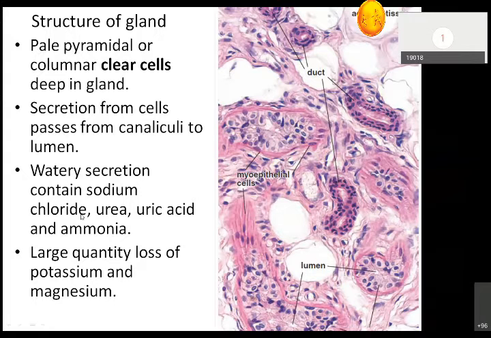If there is a large quantity of loss of fluid, what happens? There is a loss of potassium and magnesium. And that is the reason whenever there is a lot of sweat, we always think about potassium and magnesium apart from sodium. These are the important contents of our electrolytes. That is what we have to see.